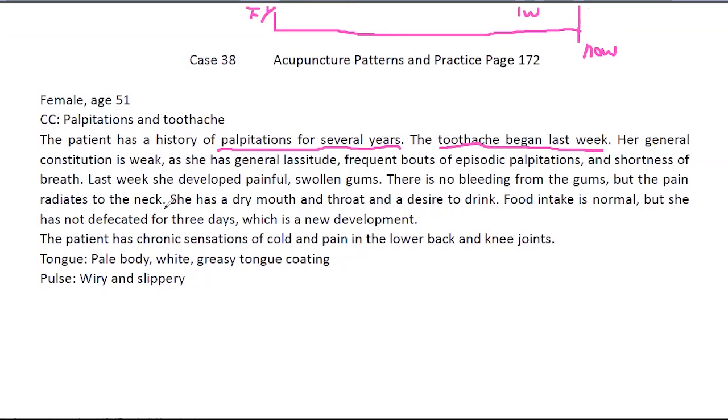And the general constitution is weaker. Generally, a weaker constitution can come from qi deficiency, yang deficiency, yin deficiency, or maybe blood deficiency, maybe essence deficiency. It just tells us this is a deficiency case, but we couldn't figure out what kind of deficiency. And generally, lassitude is usually qi deficiency. And frequent palpitations, shortness of breath, that's also qi deficiency.